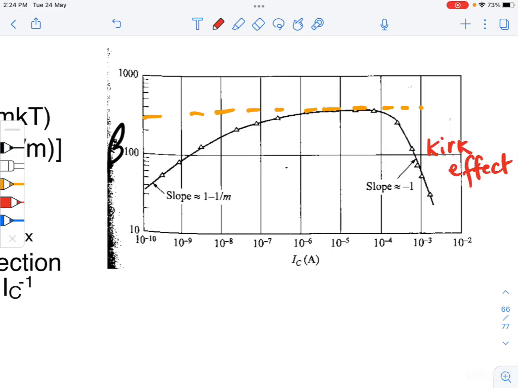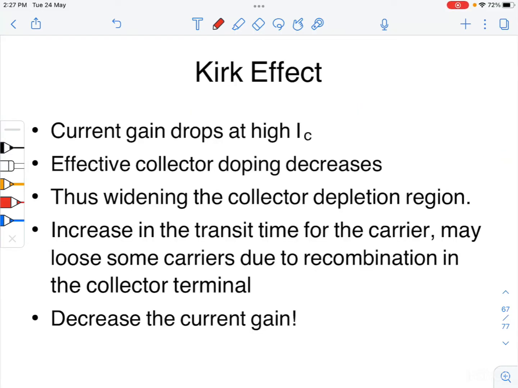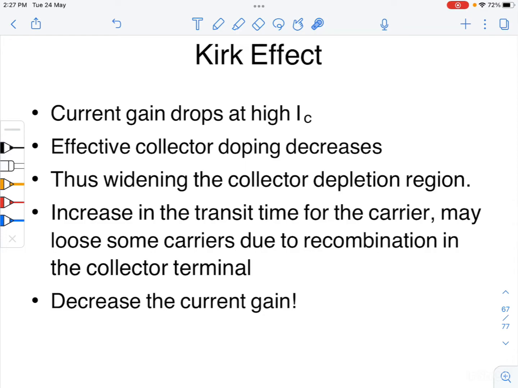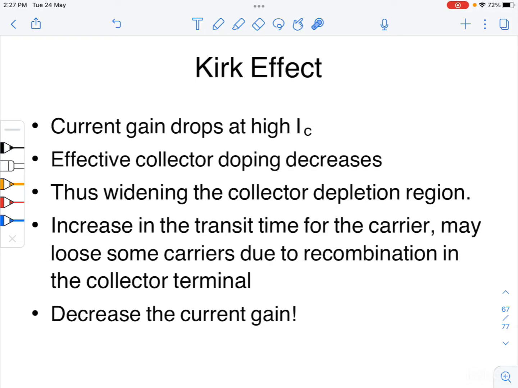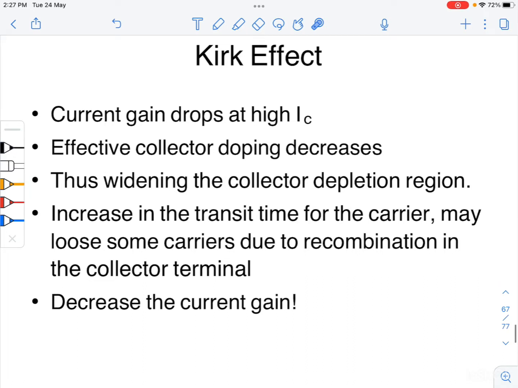Now I will explain how the Kirk effect happens and why it happens. Once we understand why it happens, we can do clever designs and tricks to ensure that it will not happen. So in the slides, you can read the slides, but as I mentioned, you can't rely 100% on the slides because it's very difficult to understand. The Kirk effect is one of the most complicated secondary effects, so you may watch these videos a few times. The Kirk effect occurs at very high collector current, where you can see the current gain drops.